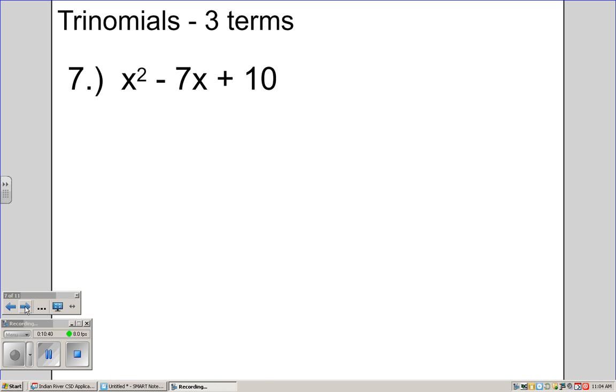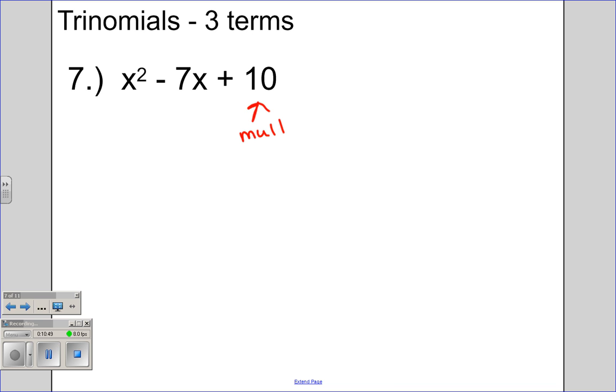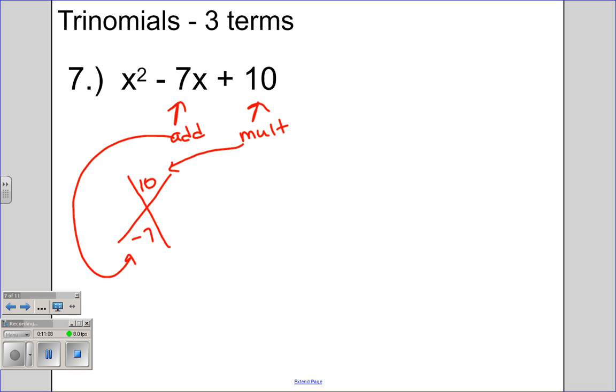The next way is trinomials, where you have 3 terms. If you remember, we need to multiply to come up with the 10 and add to give me the negative 7. So I use an x to figure it out. The top number is going to be what you need to multiply. So I'm going to put 10 there. On the bottom, I'm going to put what you need to add, which is negative 7. Now you're going to think of all the numbers that multiply to give me 10 that I can use to add up to give me negative 7. So you're going to multiply to give you a positive.